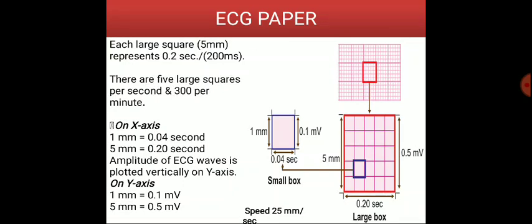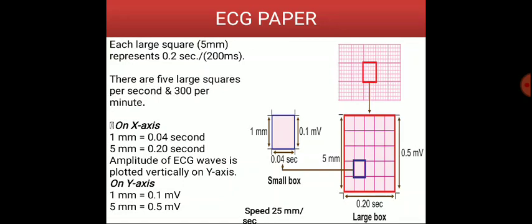Amplitude of the ECG wave is plotted vertically on the y-axis. On the y-axis, 1 mm is equal to 0.1 millivolt and 5 mm is equal to 0.5 millivolt. Time is measured horizontally in seconds or milliseconds. Magnitude is measured vertically in millivolts.